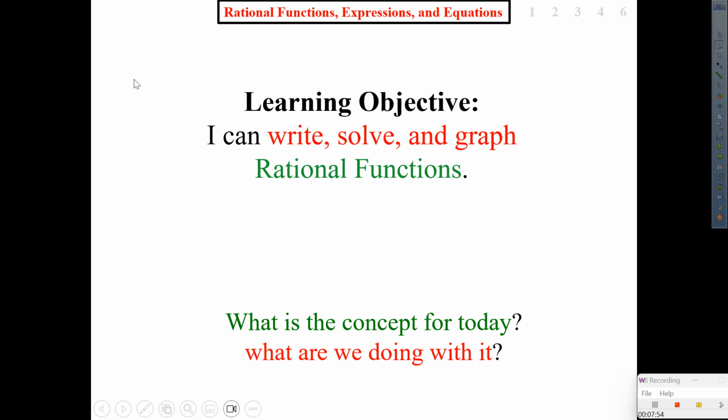Anyways, all right. Once again, you need at least 6 coordinate planes. Got 1 more minute to set them up. Our objective for today: write, solve, and graph rational functions. One more minute, give you some time. Go.